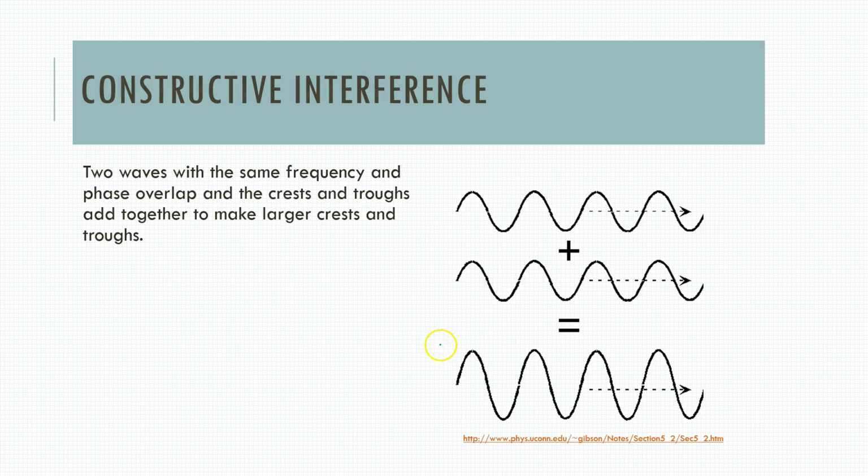Whenever we do this and they build each other up, that's called constructive interference. It's whenever two waves have the exact same frequency and phase, meaning they have a crest where the other one has a crest and a trough where the other one has a trough. Whenever they overlap perfectly, you end up with constructive interference, and they make larger crests and larger troughs.